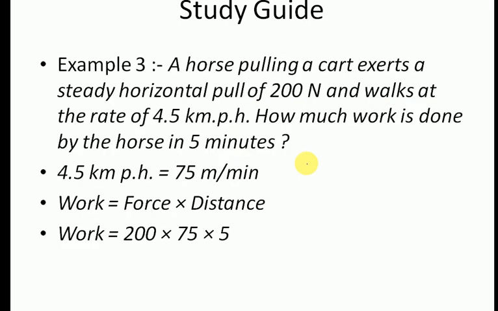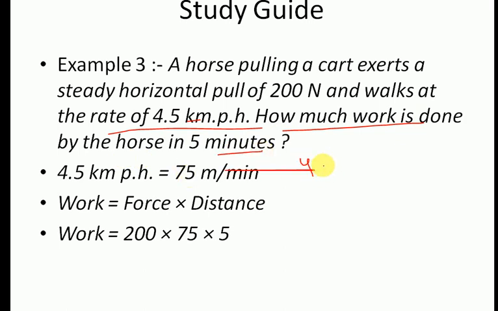Next, moving to some typical problems that can be asked. What does the question say? A horse pulling a cart exerts a steady horizontal pull of 200 Newton and walks at the rate of 4.5 kilometer per hour. How much work is done by the horse in 5 minutes?